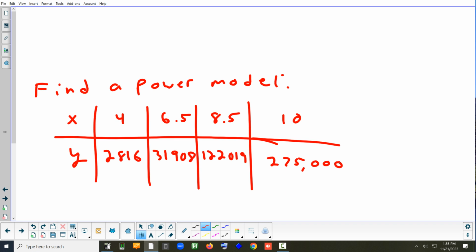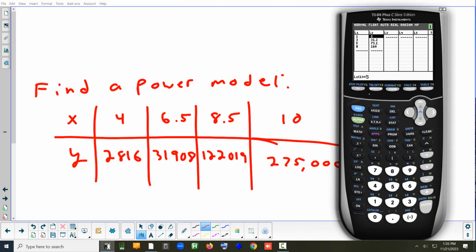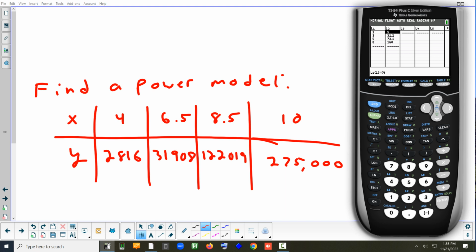Okay, we're going to find a power model on the calculator. So what's the first thing that I have to do to find a power model using the calculator? Yep. Now, since I still have the same number of data points that I had in the last problem, I can just type right over. Okay, if I had a big list there, I would probably clear it first and then type them. Okay, so my x's are 4, 6.5.